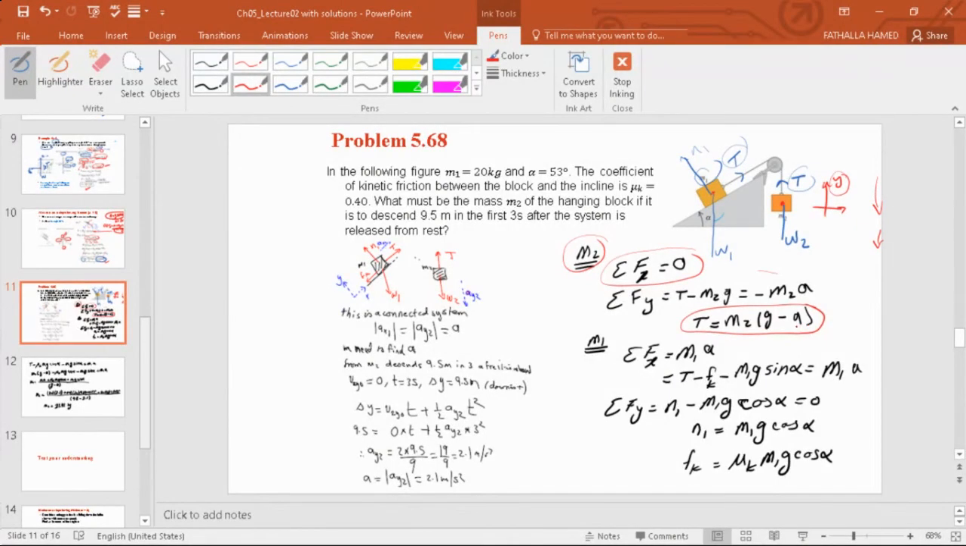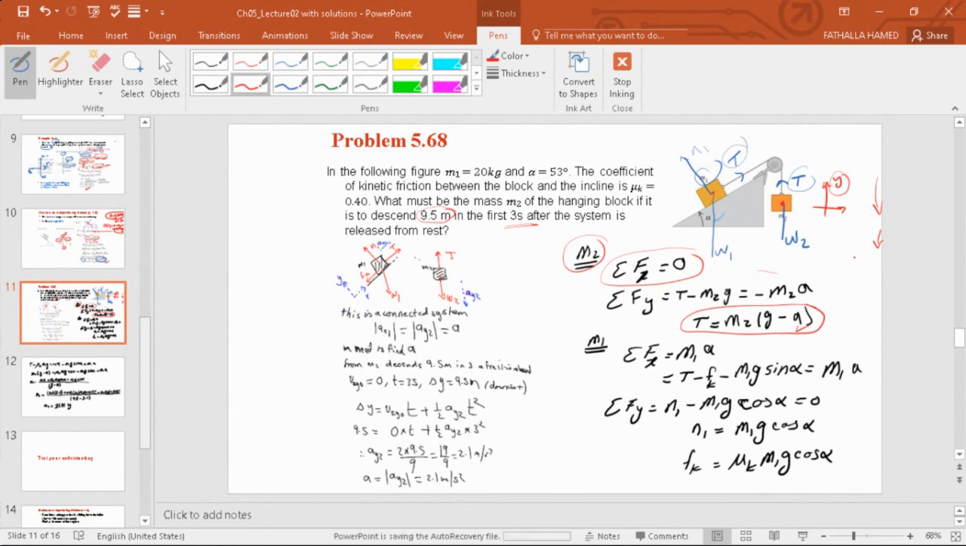Now, in terms of part A here, I want to find out the value of the tension. Actually, they asked me for the value of M1. What should be the mass for M1? But they gave me a condition that it will be descending 9.5 meters in 3 seconds. And that's where I'm going to use the knowledge that we did in kinematics.